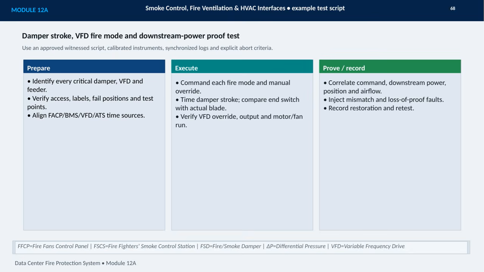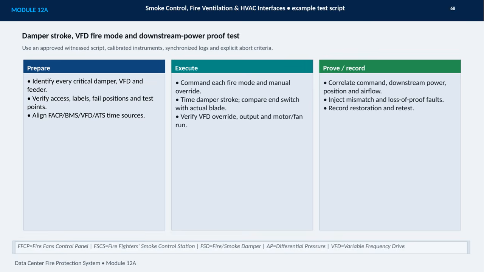During execution, I command each fire mode and manual override. I time the damper stroke, compare the end switch indication with the actual blade position, and verify the VFD override, output, and motor or fan operation. Finally, I correlate the command with downstream power, damper position, and airflow.